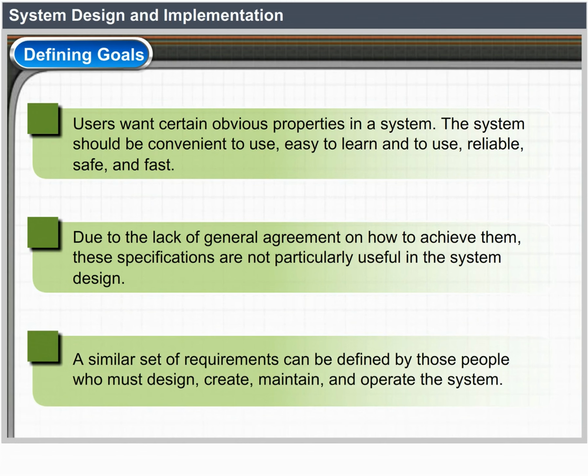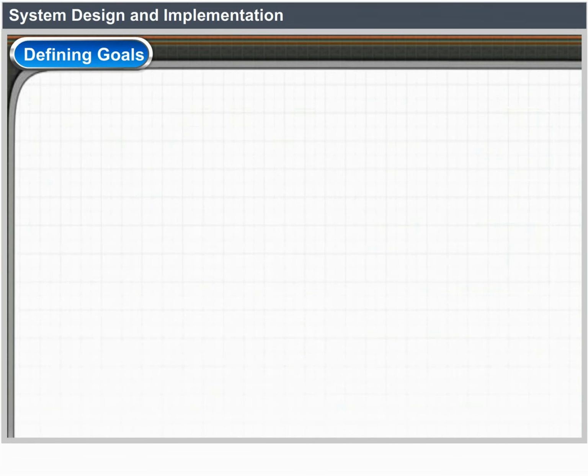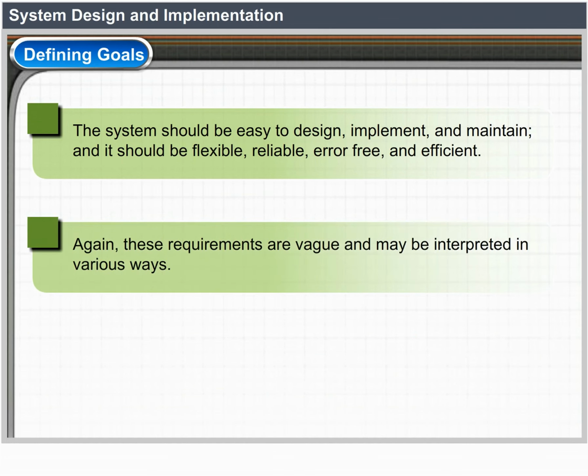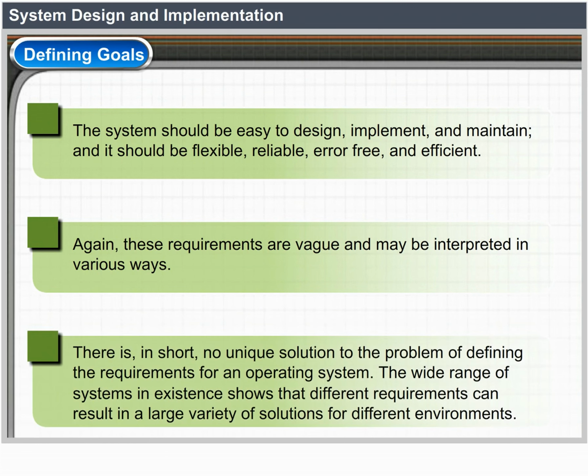The system should be easy to design, implement, and maintain. It should be flexible, reliable, error-free, and efficient. Again, these requirements are vague and may be interpreted in various ways. There is, in short, no unique solution to the problem of defining the requirements for an operating system. The wide range of systems in existence shows that different requirements can result in a large variety of solutions for different environments.